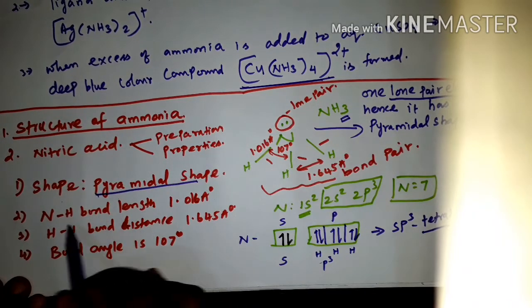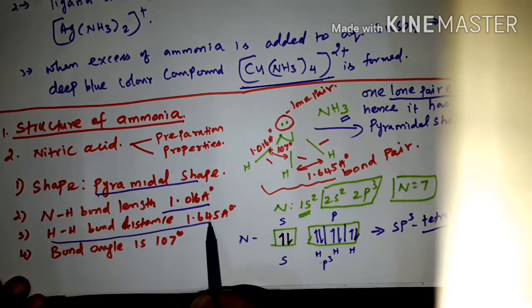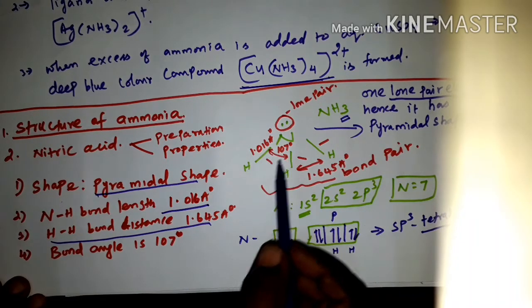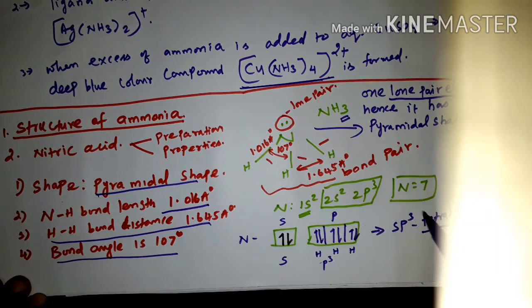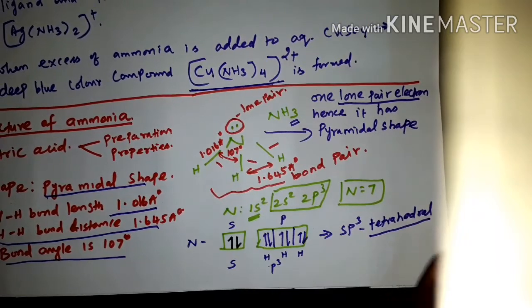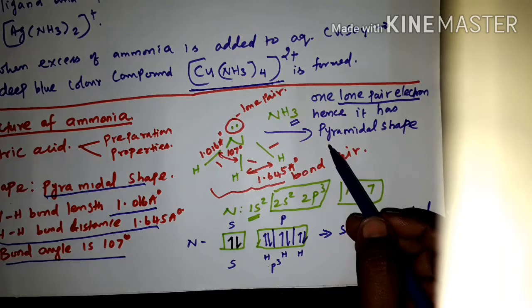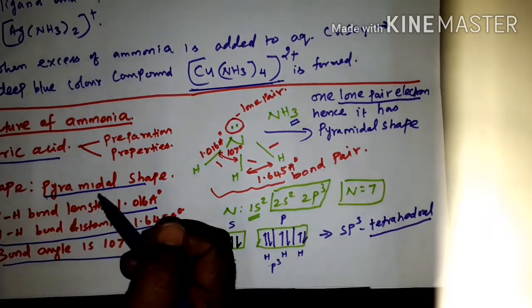Then the bond length between nitrogen and hydrogen is 1.016 Armstrong. Hydrogen to hydrogen bond distance is 1.645 Armstrong. The bond angle between hydrogen to hydrogen is 107 degree. Usually the hybridization in ammonia is sp3, so the shape is supposed to be tetrahedral, but due to the presence of this lone pair electron, ammonia has pyramidal shape. So that's all about the structure of ammonia. Next we will see nitric acid.